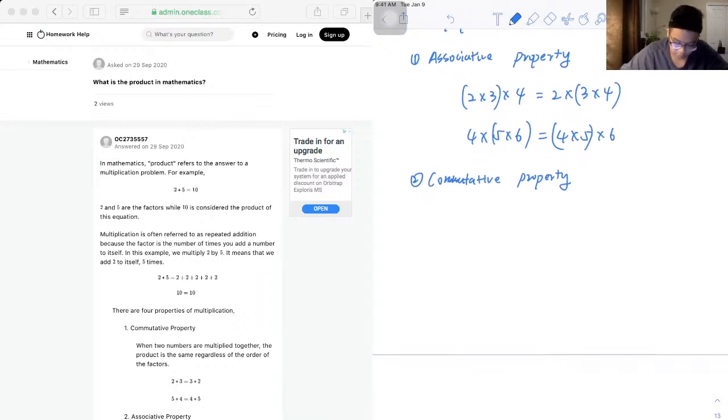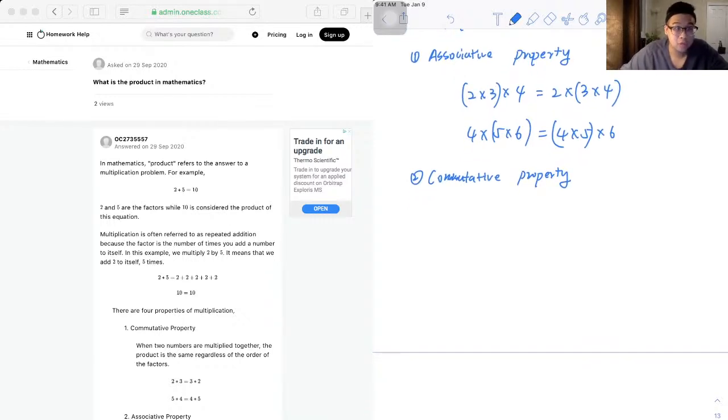Right. So the second one will be the commutative property. Right. So which just literally means when two numbers are multiplied together, the product is the same regardless of the order of the factors. So 2 times 3 is the same thing as 3 times 2. And 100 times 1 is the same thing as 1 times 100. Yeah. So this is a straightforward one.